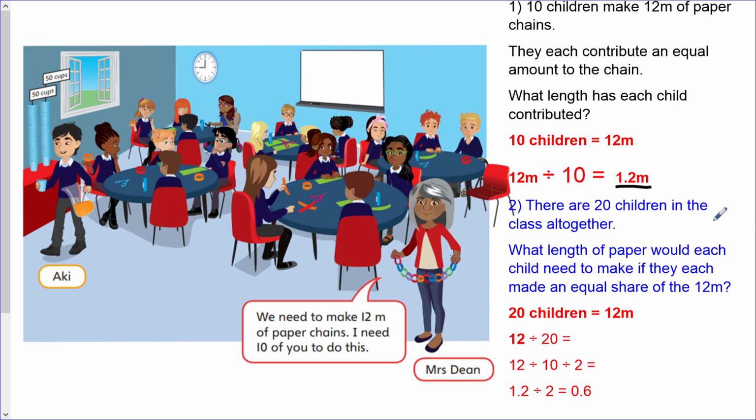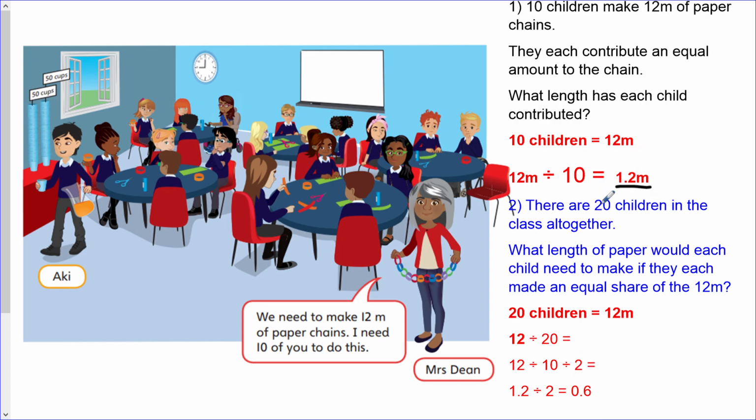Number two says there are 20 children in the class altogether. What length of paper would each child need to make if they each made an equal share of the 12 meters? Now this links to what we looked at in the last lesson on Friday, where we found that if we were looking at a multiple of 10, we could partition the 20 into 10 and 2, and we could do 12 divided by 10 and then divide the answer by 2.